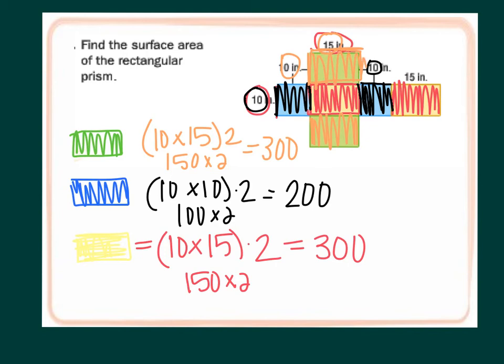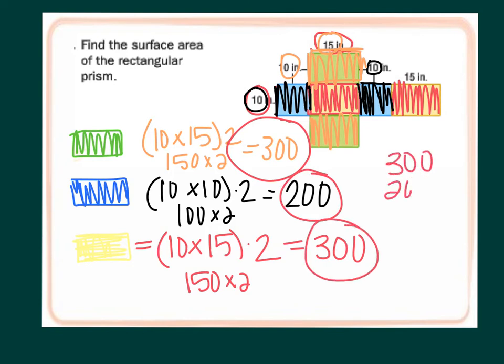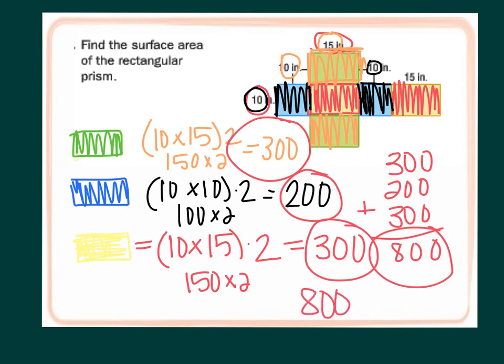They're 300. Okay, so I've organized it, and now my final step is I need to add them all together. So I need to add 300 plus 200 plus 300. So I'll do that. I know I'm going to fill in with zeros, and then 3 plus 3 is 6, plus 2 is 8. So I have 800, and I'm doing surface area, so I know that that's going to be inches squared is my answer.